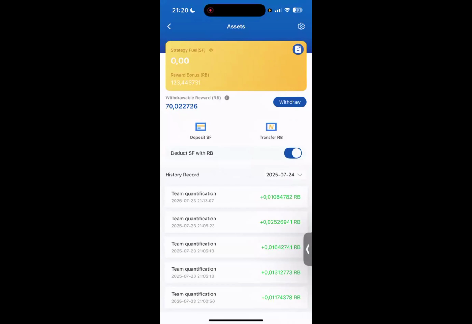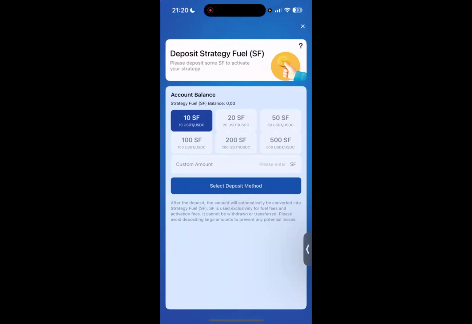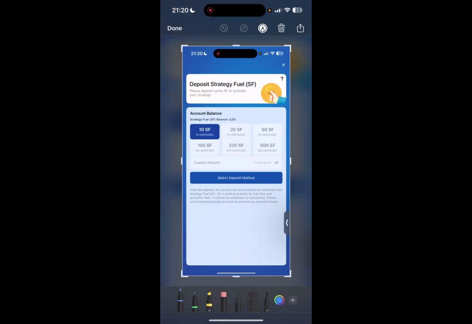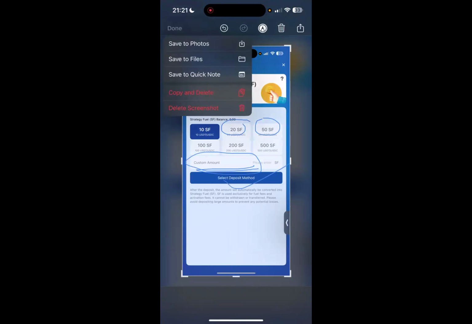Okay, all right. So deposit SF. Now, those of you whose trade has paused, there are some people, the market went up and a lot of people's coins have sold off. They are not aware and they have run out of fuel fee. Please tap on deposit SF. How much do you want to deposit? Select the amount. If the amount is not there, type an amount here and tap on select deposit method.